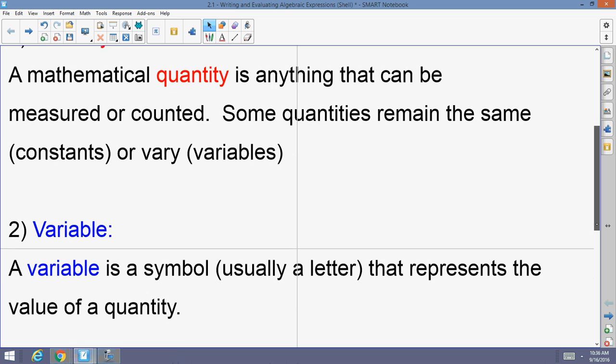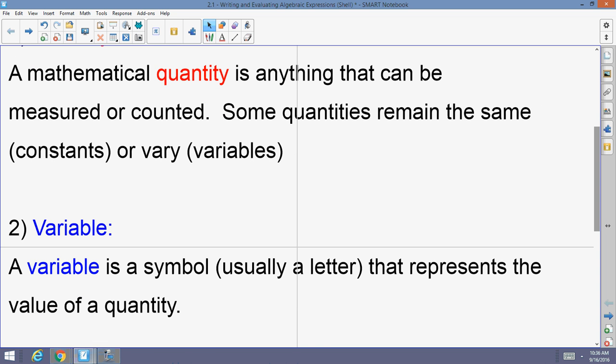A variable. A variable is a symbol, usually a letter, that represents the value of a quantity. That's simple enough, right? The very common variable that we use is x. So that is why we don't use x for multiplication anymore. X is a variable, or y, or w, or p, or t. A variable can be any letter or any symbol that represents a number.